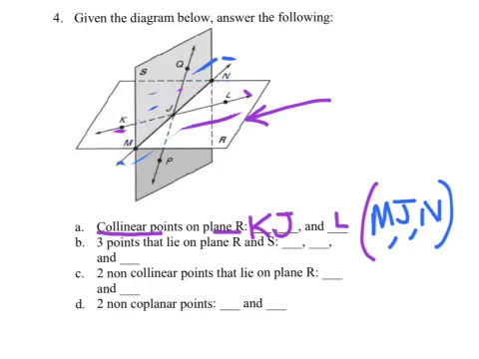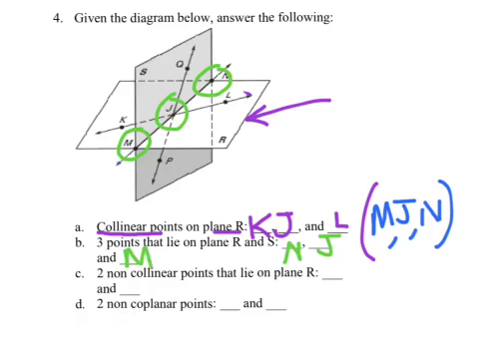Let's see, the next question says 3 points that lie on R and S together. So 3 points that lie on R and S together would be N, J, and M, because they're on both. So N, J, and M.